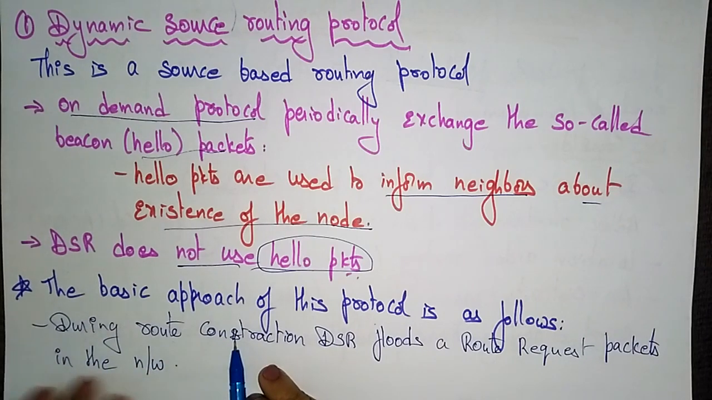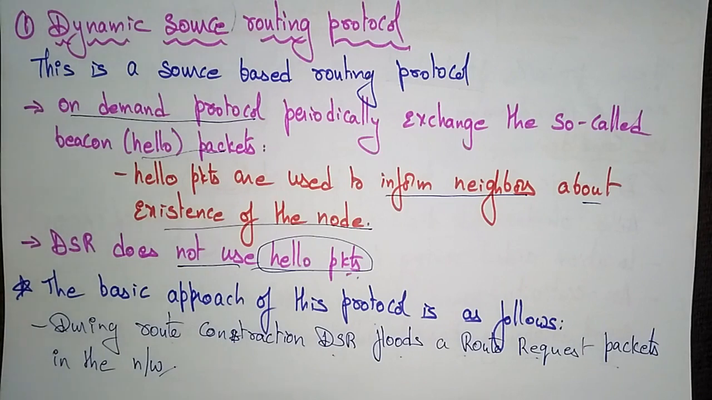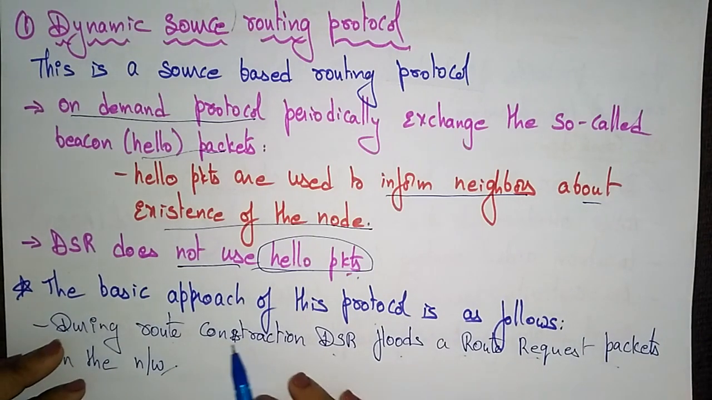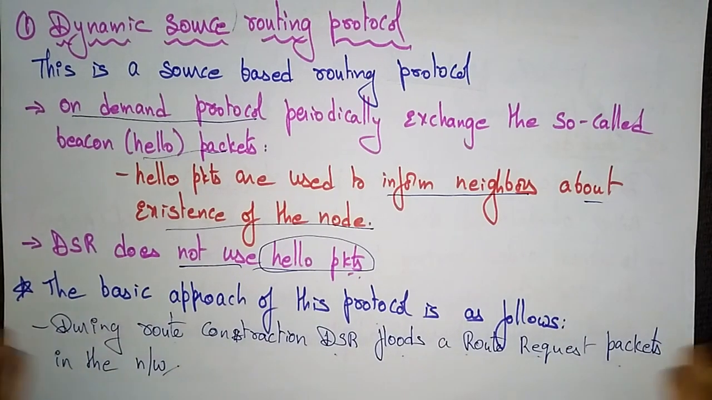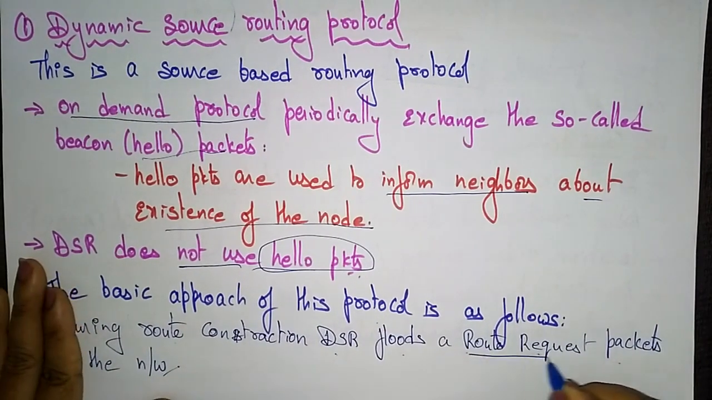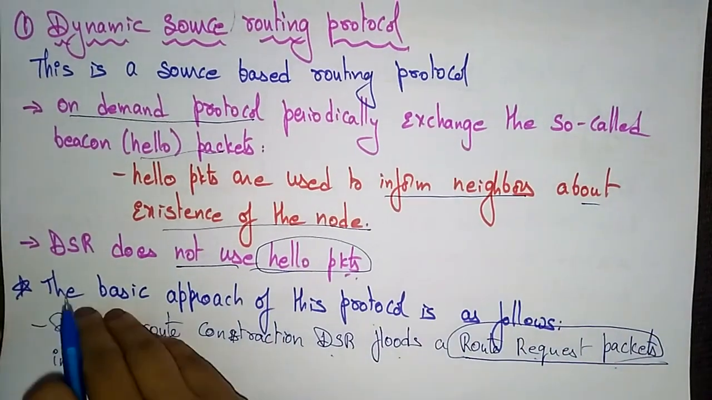During the route construction, the dynamic source routing protocol floods route request packets in the network. So it continuously floods the information to all the nodes in the network, not just the neighboring nodes. It's not just sending hello packets to the neighboring nodes. During route construction, the DSR floods the route request packet. It is asking the route request to all the nodes in the network.